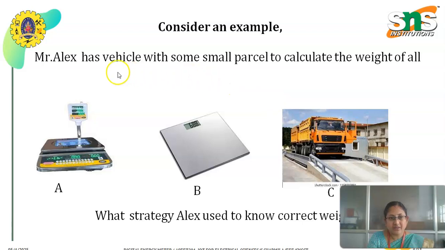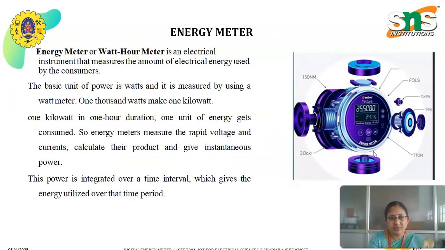So in our example, Alex has a vehicle with some small parcels. The vehicle weight is measured using the weight bridge, and the small parcels are measured with the small digital meter. From this example, digital meters give the most suitable weights without measurement error. Now let us go to the energy meter.